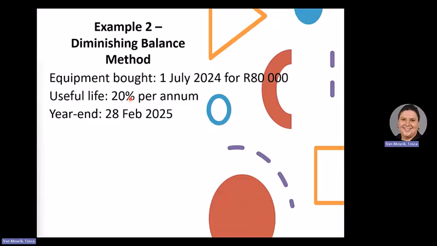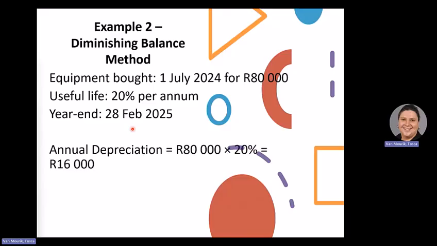How do I know it's 5 years? Because 20 is going to divide into 100 5 times. My year end is still 28 Feb. What is my annual depreciation? Can you also see that we did not say anything about the residual value? So therefore, you ignore the residual value. So the annual depreciation is then 16,000, but we have only used it for how many months?